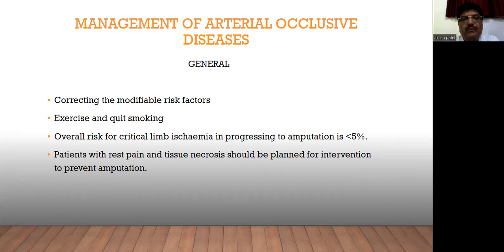If you drive that message home very strongly, then only the patient is going to make a sincere effort to quit smoking. Otherwise, what will happen? You tell them to stop smoking, and the patient goes out and lights his first cigarette. So, the overall risk of critical limb ischemia progressing to amputation is less than 5%, provided the treatment is done sincerely.